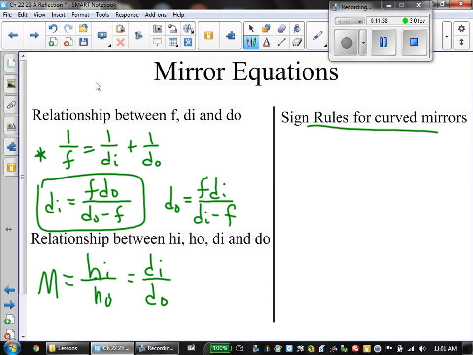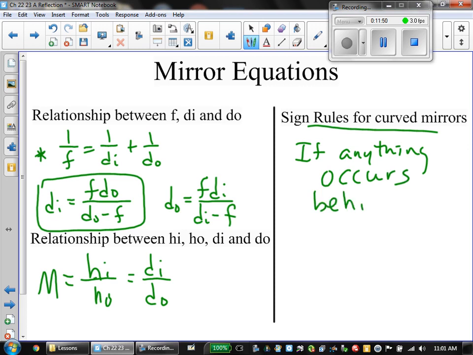If anything occurs behind the mirror, since the mirror should bounce things off, if something happens behind the mirror, it's negative. So that could be the height of the image, the location of the image, the d_i, the h_i, or even the focus behind the mirror, which sounds strange, but we'll talk about that a little bit later. So anything happening behind the mirror is negative, and obviously anything in front of the mirror is positive.